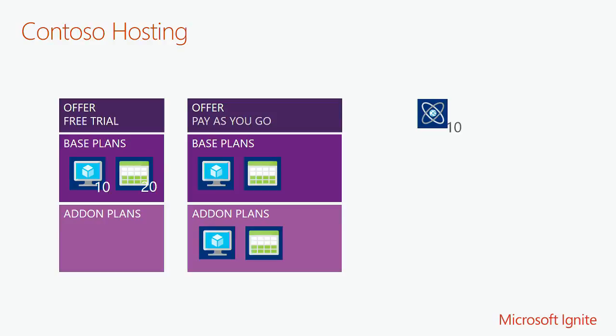Then you can add the service to the plan, or you can create a new base plan, and add the base plan as an add-on plan to the existing offer. It's up to you. It's your choice. In this case, for the pay-as-you-go offer, we add the new service to the base plan. For the free trial offer, we add the new service as a separate plan, then add that plan to the free trial offer as an add-on plan.